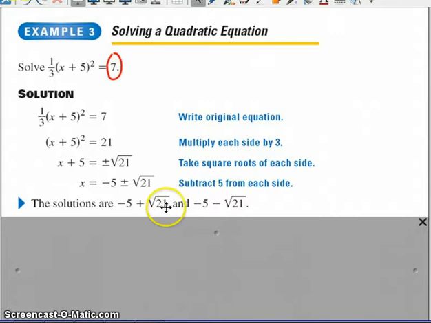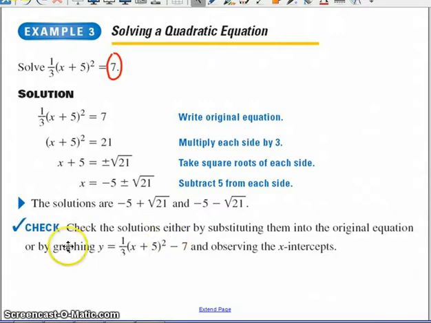Well, I don't know what the square root of 21 is. I know the square root of 16, which is 4, the square root of 25, which is 5. So this is somewhere between those. Let's say this is roughly 4.5. So my answer is -5 plus 4.5 and -5 minus 4.5, roughly speaking.